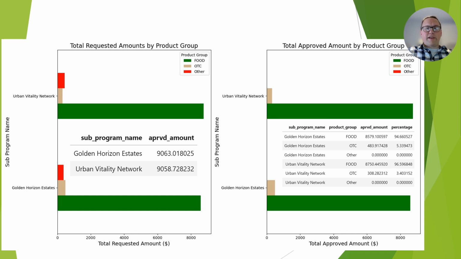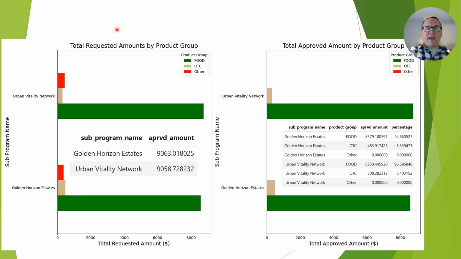Before we take a closer look at what you can spend the card on, at a global level, you can use it for food, healthy foods, which you see in the green, and OTC, which is in the tan color. Note earlier I said you could see at building level, group level, individual level, how people are spending the money. We have two sample groups here, the Urban Vitality Network and the Golden Horizon Estates.